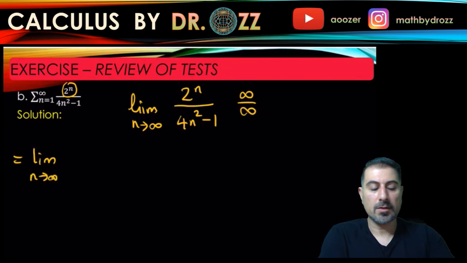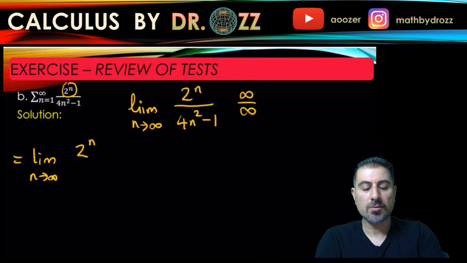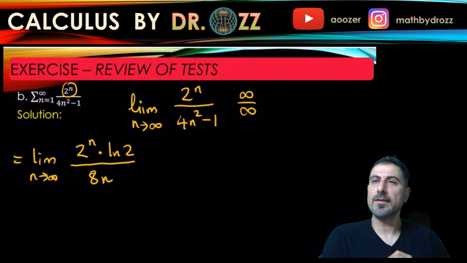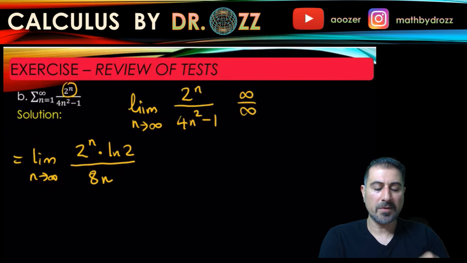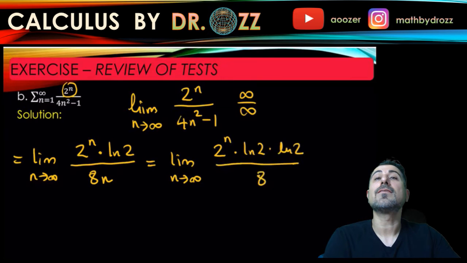You can check from the derivatives formula card that the derivative of 2 to the n is 2 to the n times ln 2. And the derivative of the bottom is 8n only. This still goes to infinity over infinity. So one more time, I'm going to apply L'Hopital's rule. It's 2 to the n times ln 2 is the derivative of 2 to the n, but I have another ln 2 here. I carry that forward, and the bottom is 8.